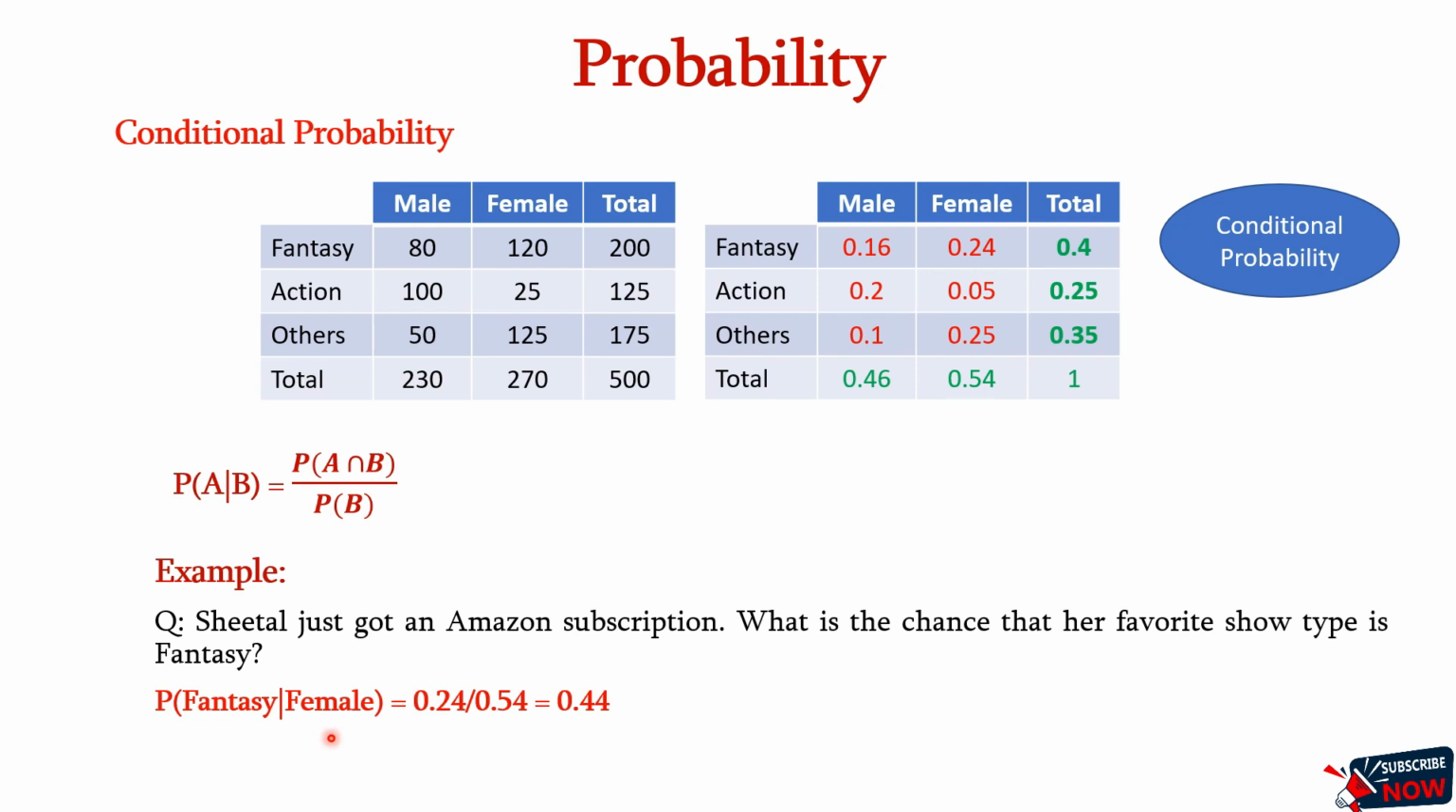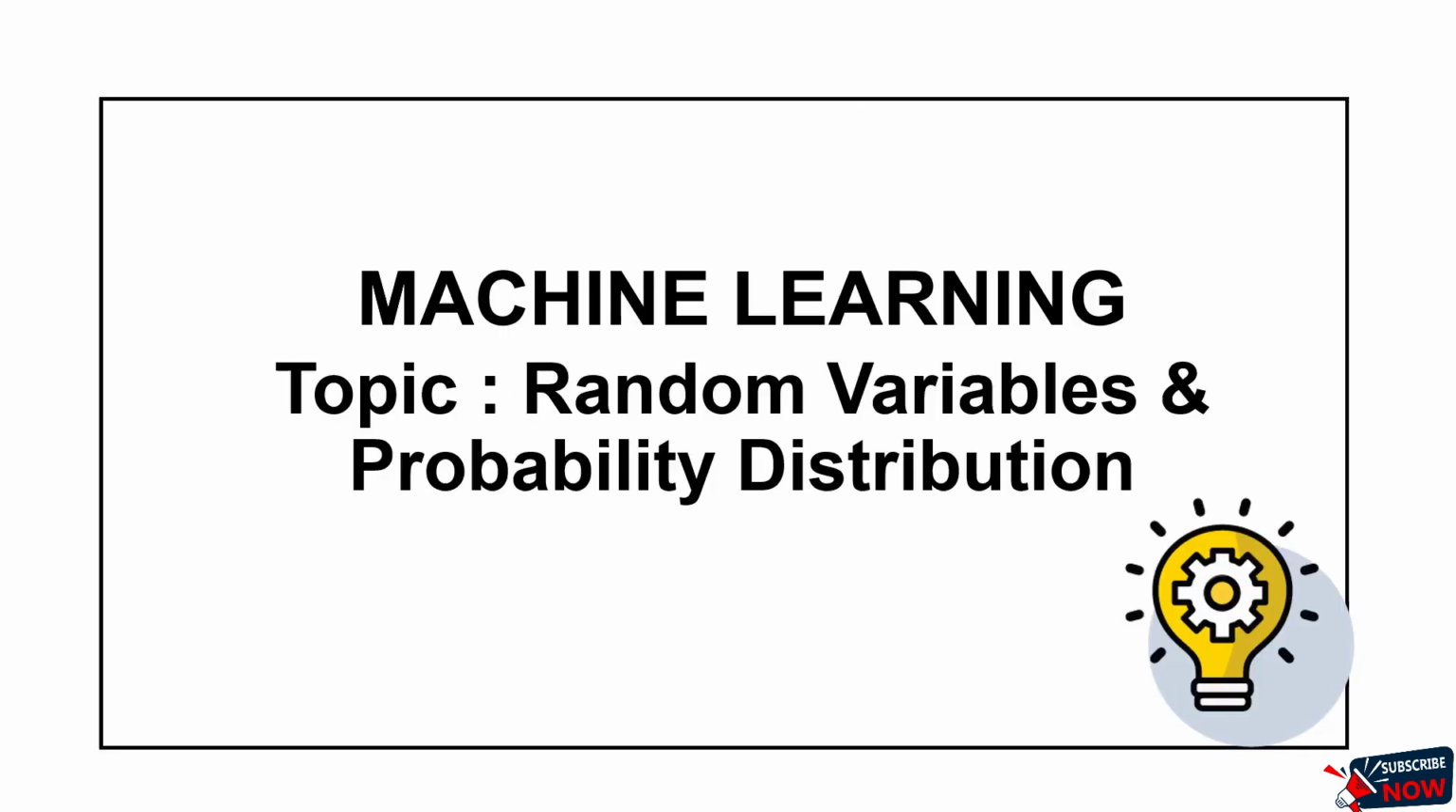We know that the subscriber is female. So what is the probability of this female watching the fantasy show? It can be written as P of A intersection B divided by P of B. P of A intersection B means fantasy intersection female, which is 0.24, divided by P of female. P of female means the total number of female subscribers, that is 0.54. So we get 0.44. This is the conditional probability. Thus we have seen some basic concepts of probability in this lecture.